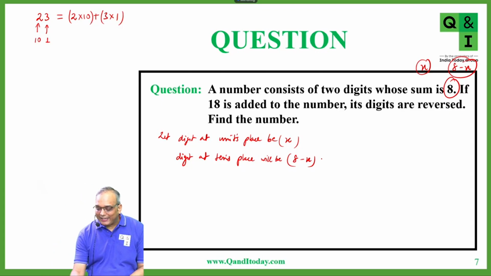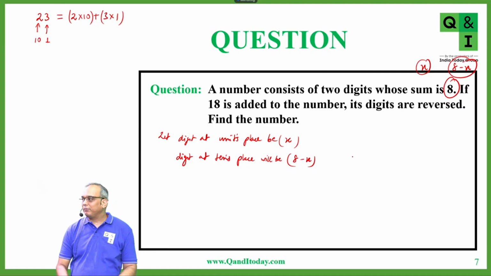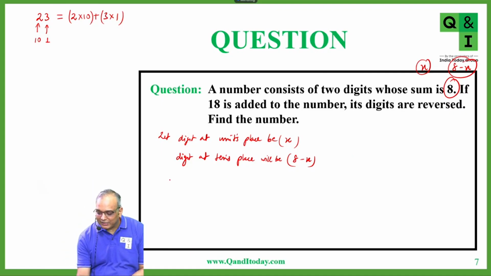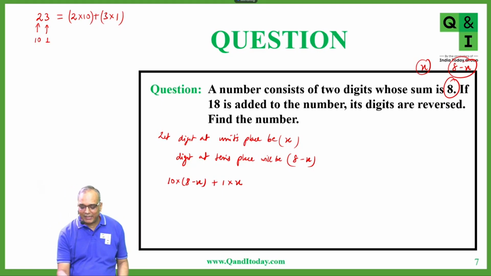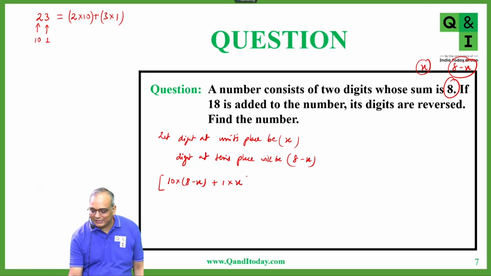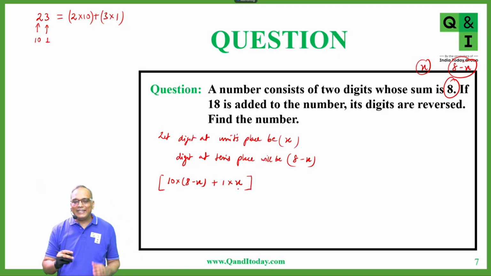Now, if I write this in expanded form, the value of that number is going to be 10 times 8 minus x plus 1 times x, because x is at units place, we'll multiply it by 1, and 8 minus x is at tens place, I will multiply it by 10. So this is the complete number, 10 times 8 minus x plus 1 times x.